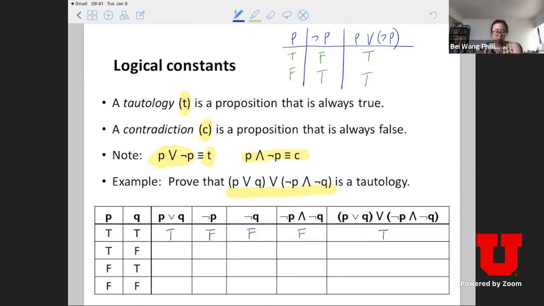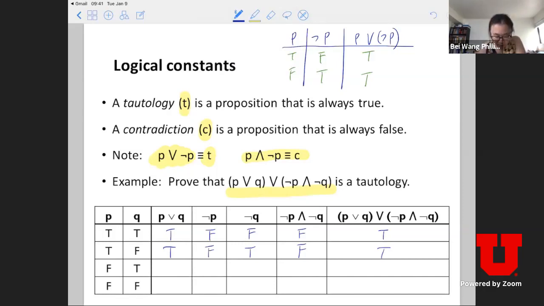Let's continue with the second row. When P is true, Q is false, then P or Q is true. Negation of P is false. Negation of Q is true. And so the fourth and fifth columns, if I use the AND operation, that's false. But because P or Q is always true, the last thing is always true.